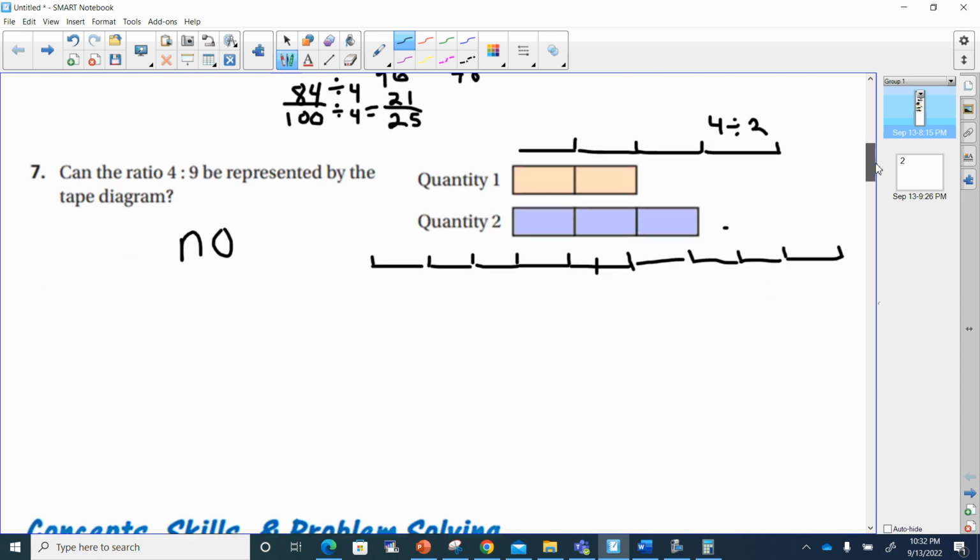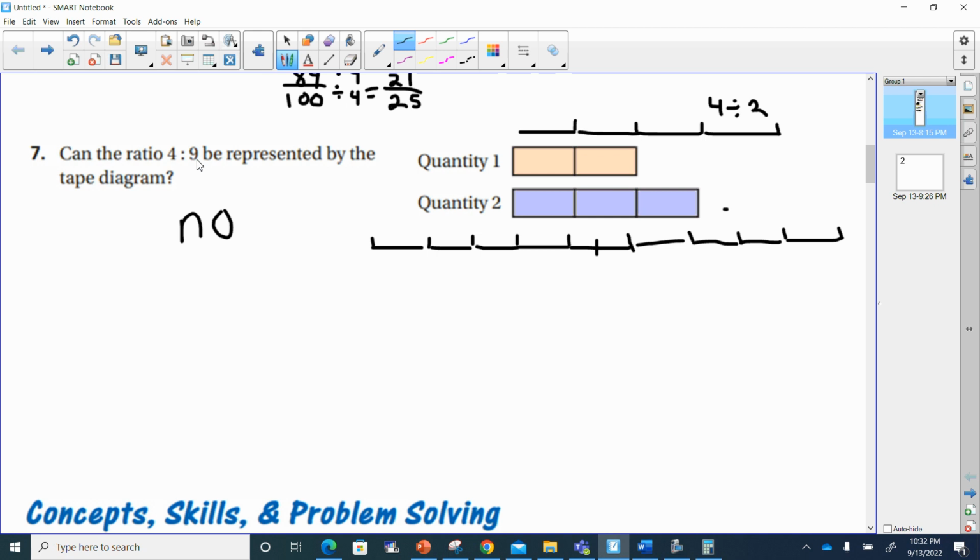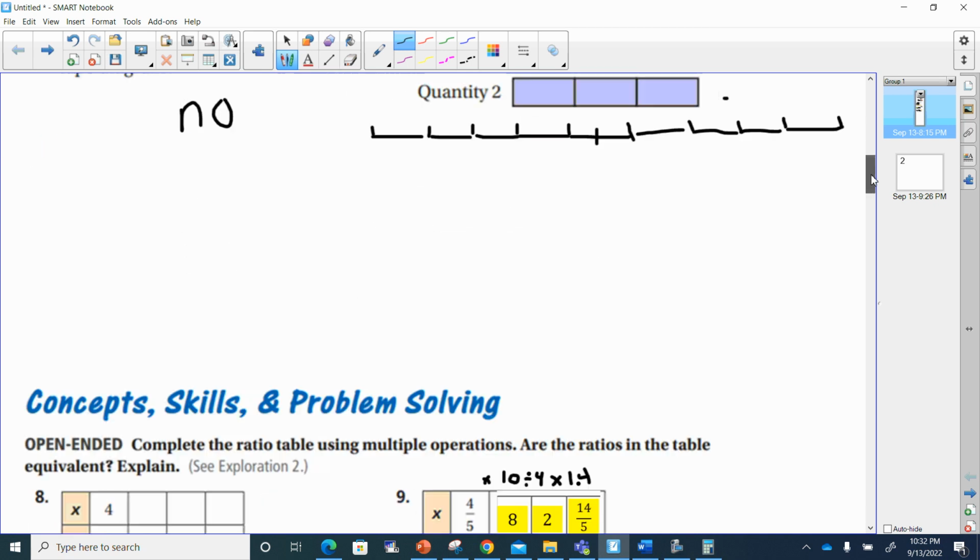Next, I'm going to go to number 7. Can the ratio 4 to 9 be represented by this tape diagram? I know that if I have 4 over here, to get it to 2, I'd have to divide it by 2, which means I have to do the same thing here. So I would have a 9, right? Because this was 1, 2, 3, 4, 5, 6, 7, 8, 9. And I would have to divide that by 2. But if I do, I get 4.5, not 3. So this answer is a no. That is not the ratio.